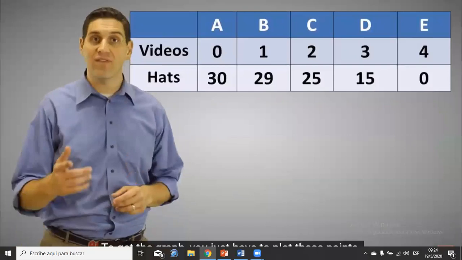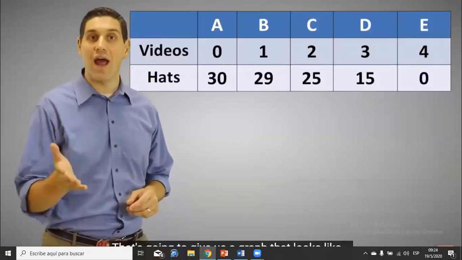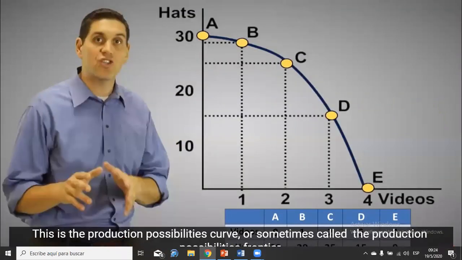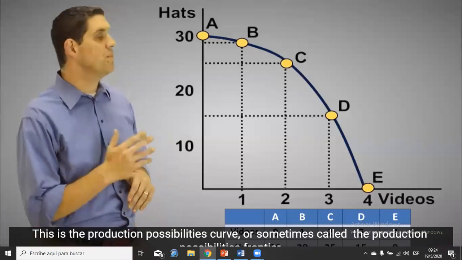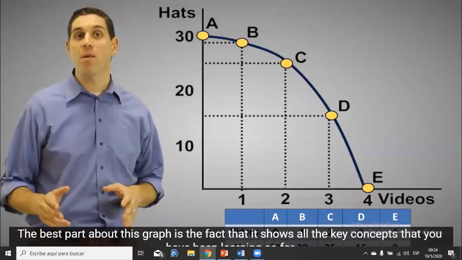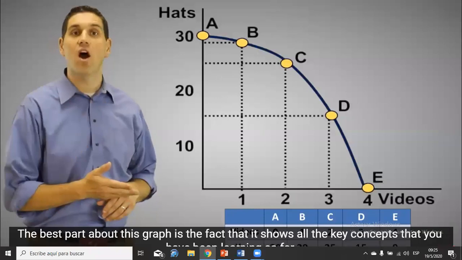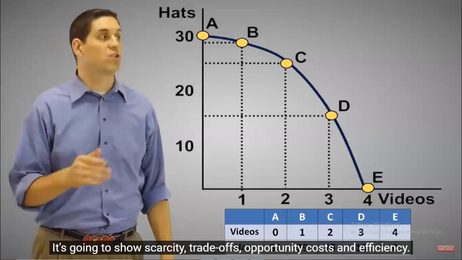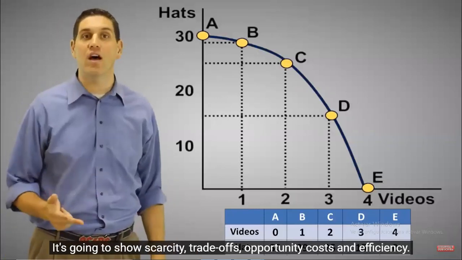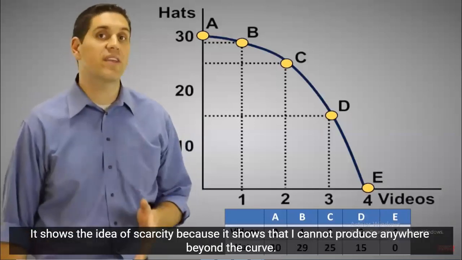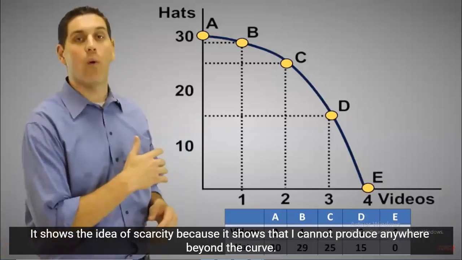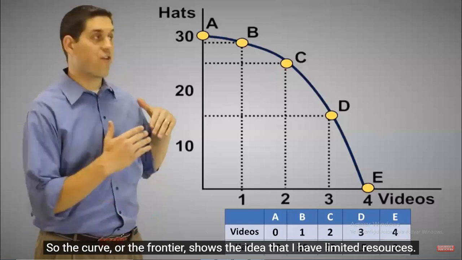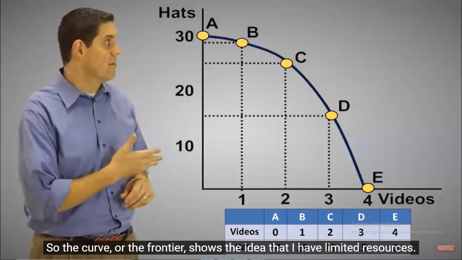To get the graph, we just have to plot these points, and that's going to give us a graph that looks like this. This is the production possibilities curve, or sometimes called the production possibilities frontier. The best part about this graph is the fact that it shows all the key concepts that you've been learning so far. It's going to show scarcity, trade-offs, opportunity costs, and efficiency. It shows the idea of scarcity because it shows that I cannot produce anywhere beyond the curve. So the curve, or the frontier, shows the idea that I have limited resources.